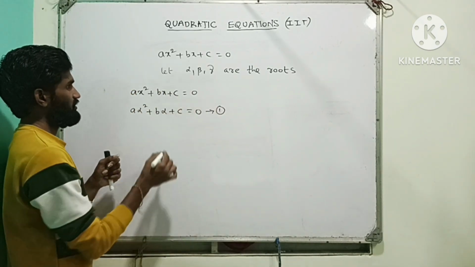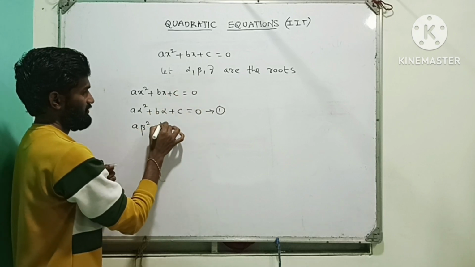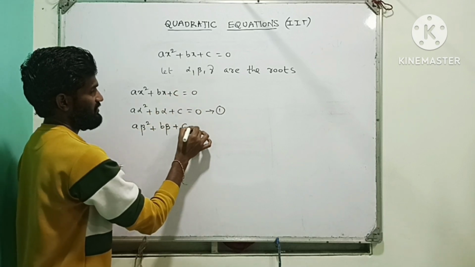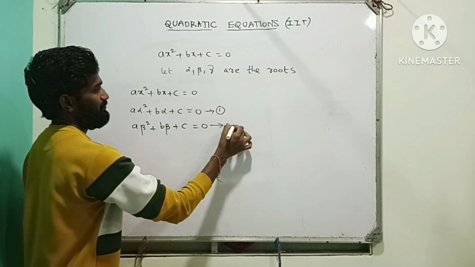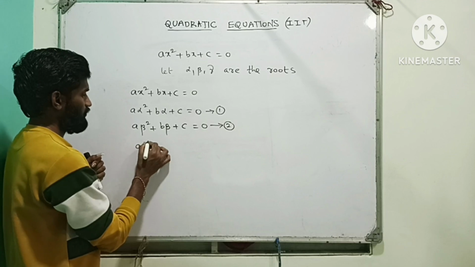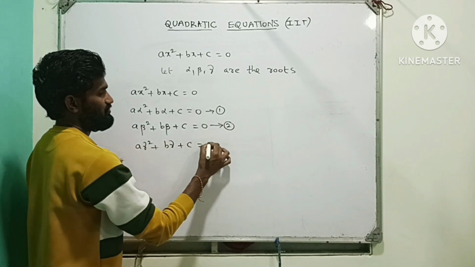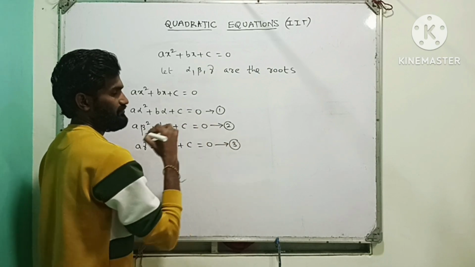Now let us substitute the second one, that is beta. a beta² + b beta + c = 0. This is equation number 2. Now the third one, that is a gamma² + b gamma + c = 0. This is equation number 3.